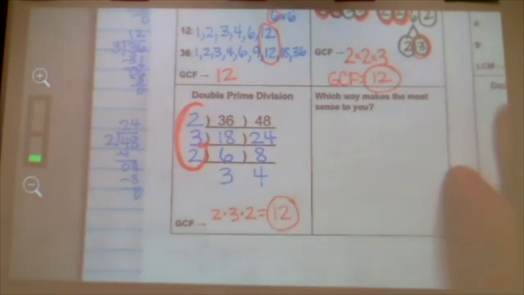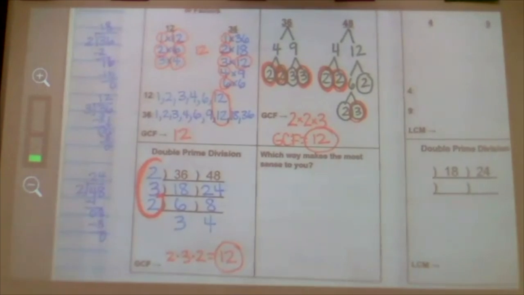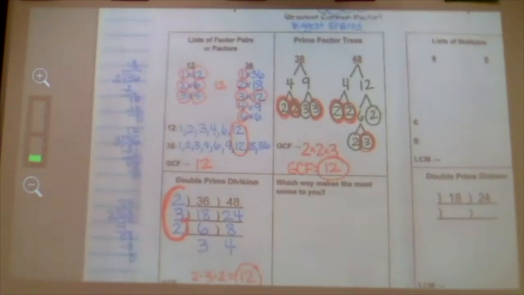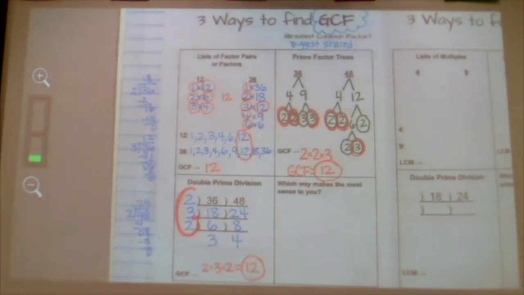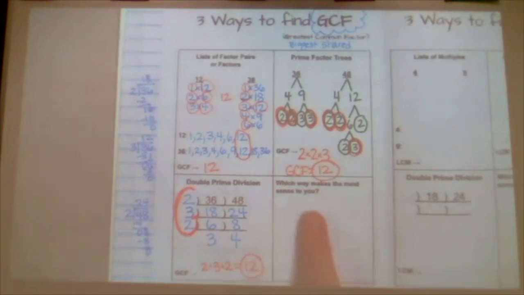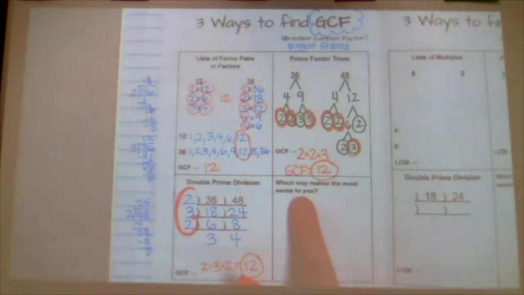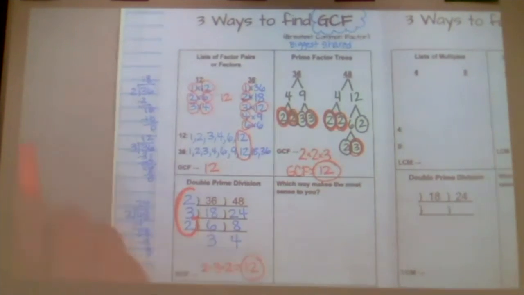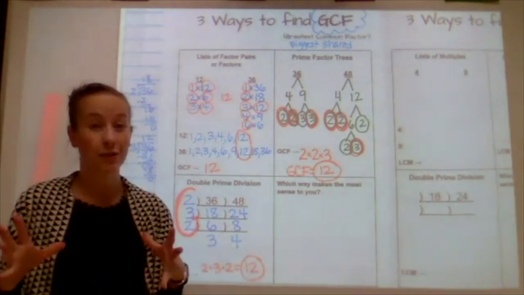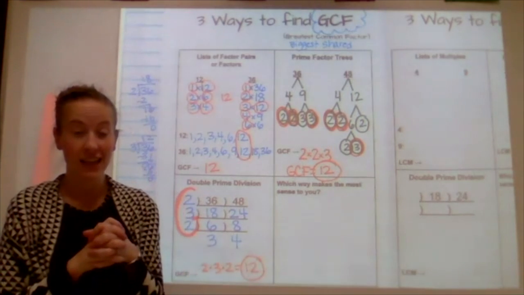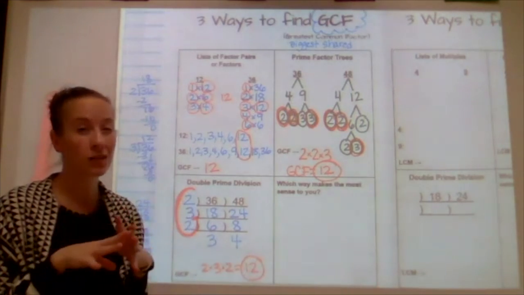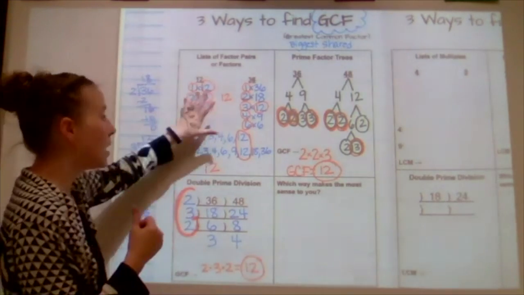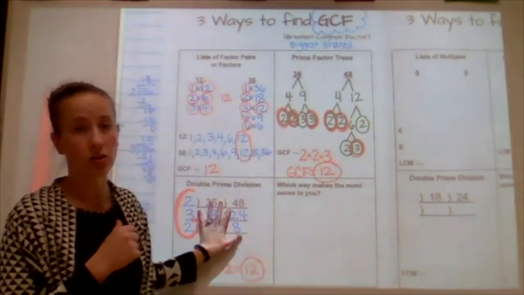And then what I want you to do is just think, which one of these methods did you like the most? Okay, so I want you to be thinking of that and maybe even just write it down here in the box. Which way makes the most sense to you? And I want you to jot it down. So those were a lot of notes today, and I understand that. So what I really want to recommend that you do is go back and watch those one more time. But I really want you to think which method you like.